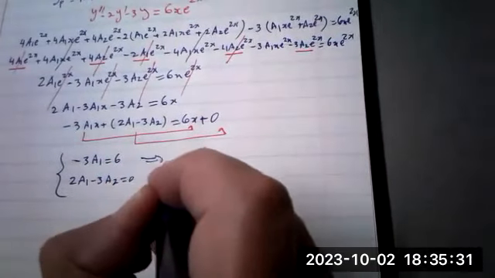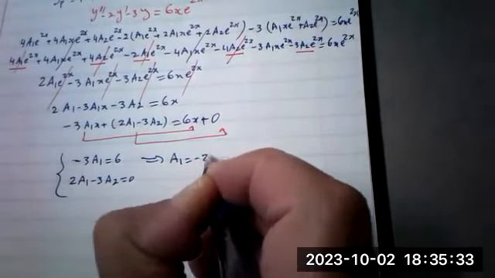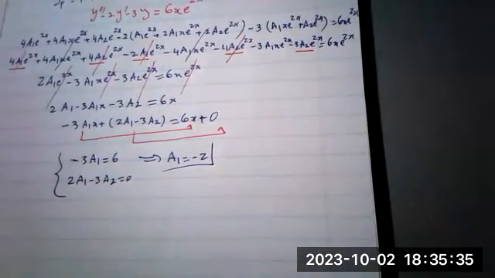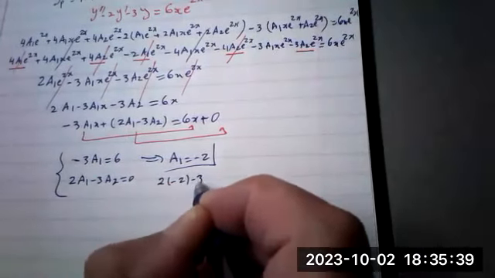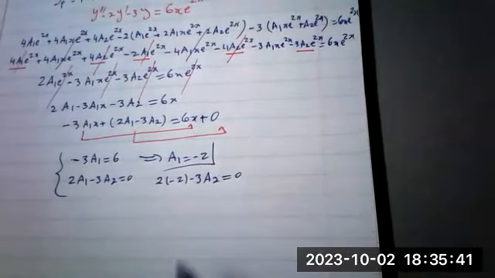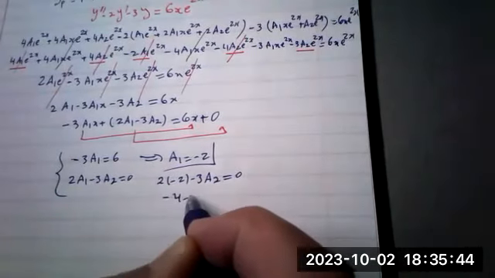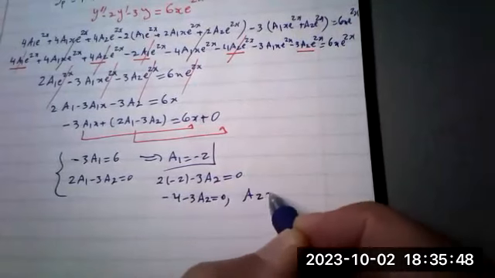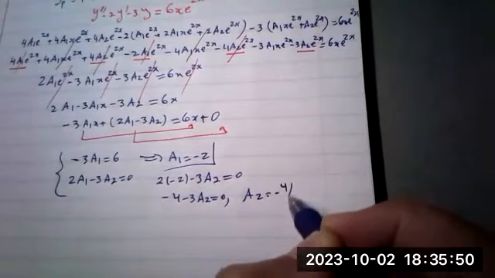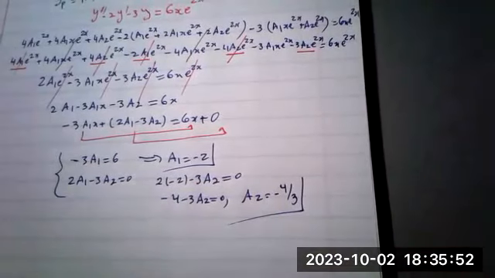So from the first one, a1 would be negative 2. And you substitute in the second one: 2 times negative 2 minus 3a2 equal to 0. So that gives you negative 4 minus 3a2 equal to 0. So a2 is negative 4 thirds. So you put them together, that gives you the yp.